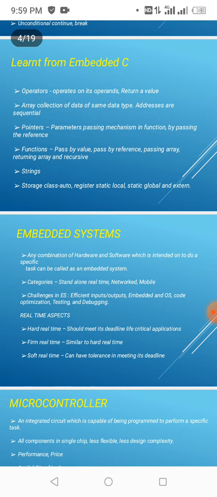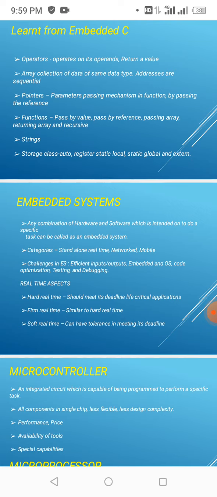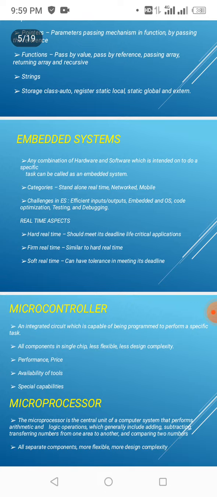Next, we see embedded systems. Any combination of hardware and software which is used to perform a specific task can be called an embedded system. There are categories: standalone, real-time, network, and mobile. The challenges in embedded systems are inefficient input-output, embedded OS, code administration, testing, and debugging. On real-time aspects: hard real-time should meet its deadline for critical applications. Similar to hard real-time, soft real-time can have tolerance in meeting its deadline.